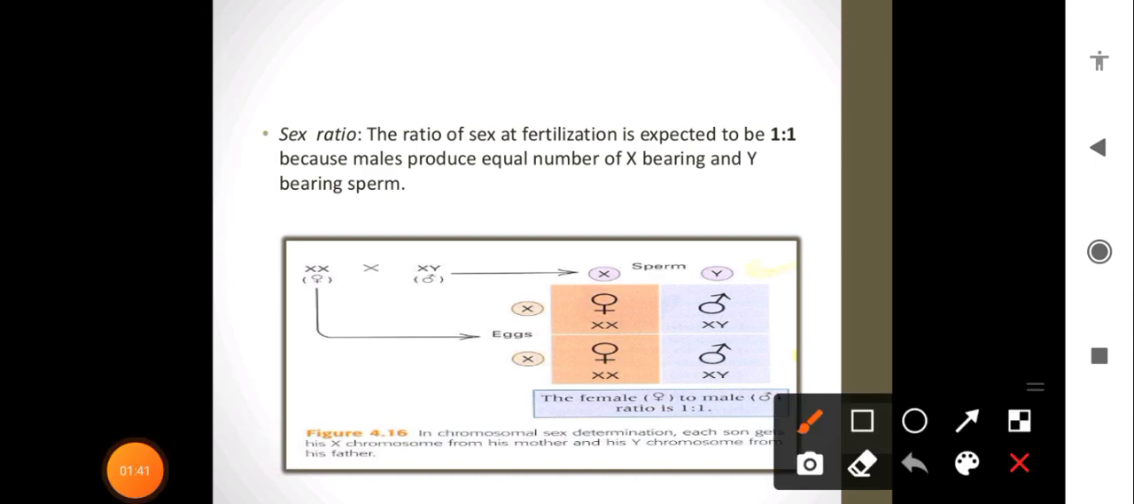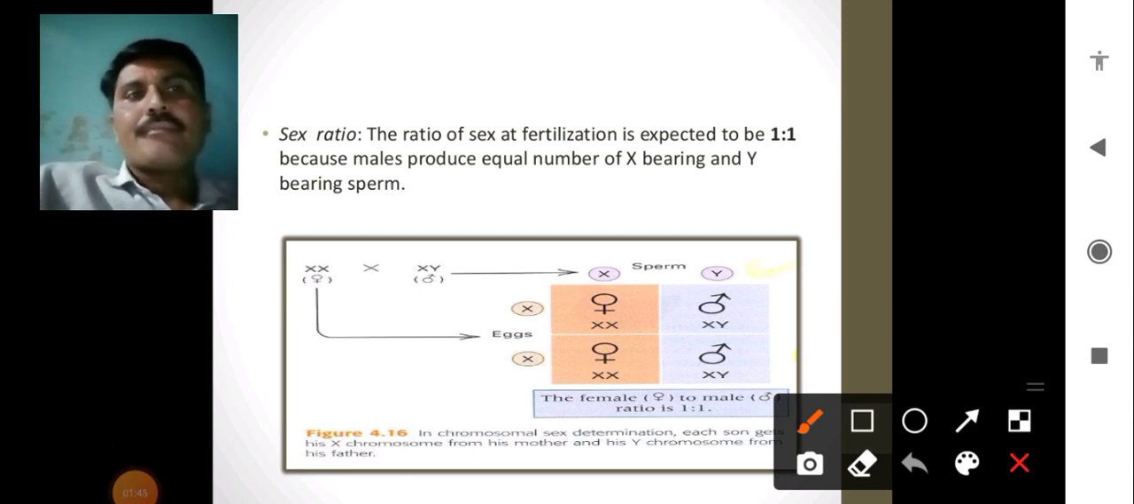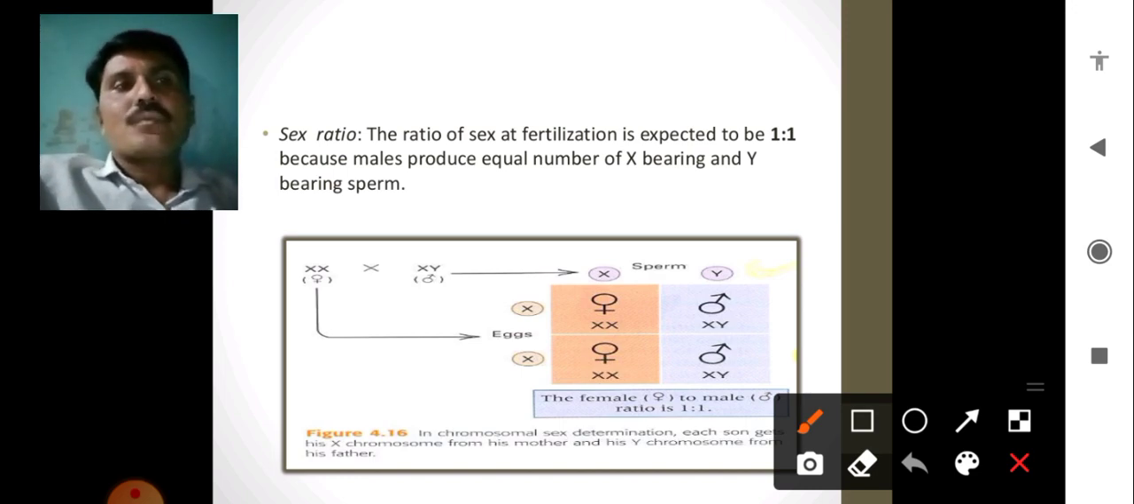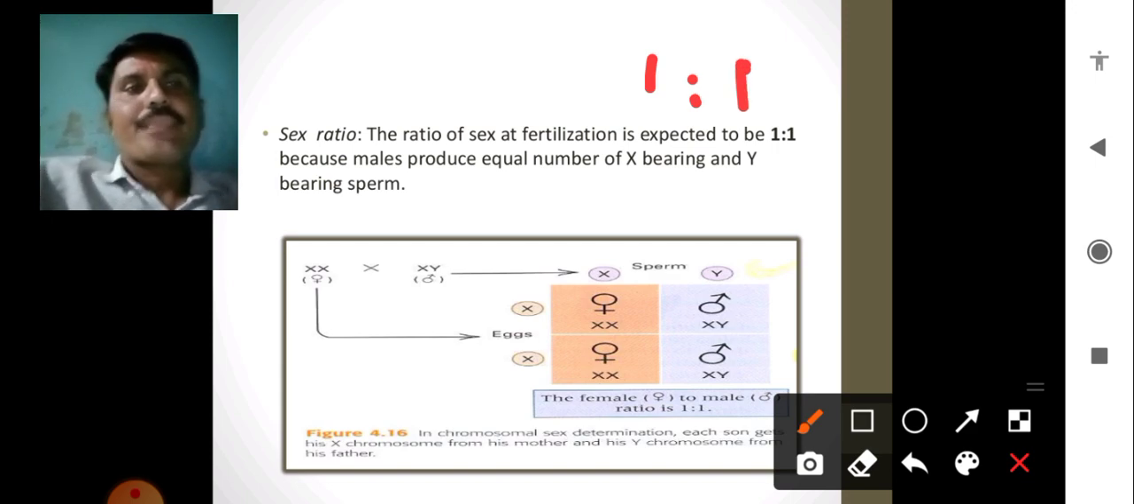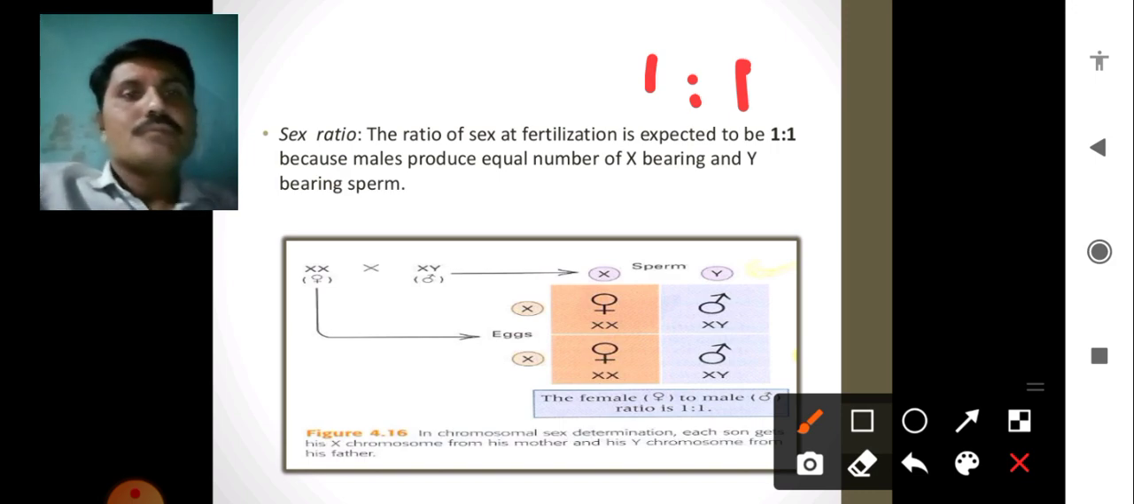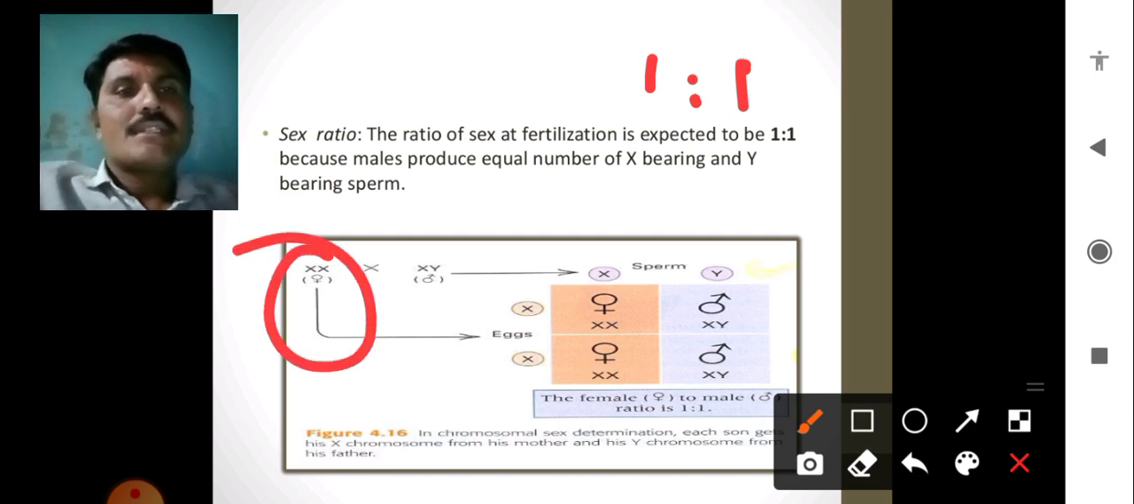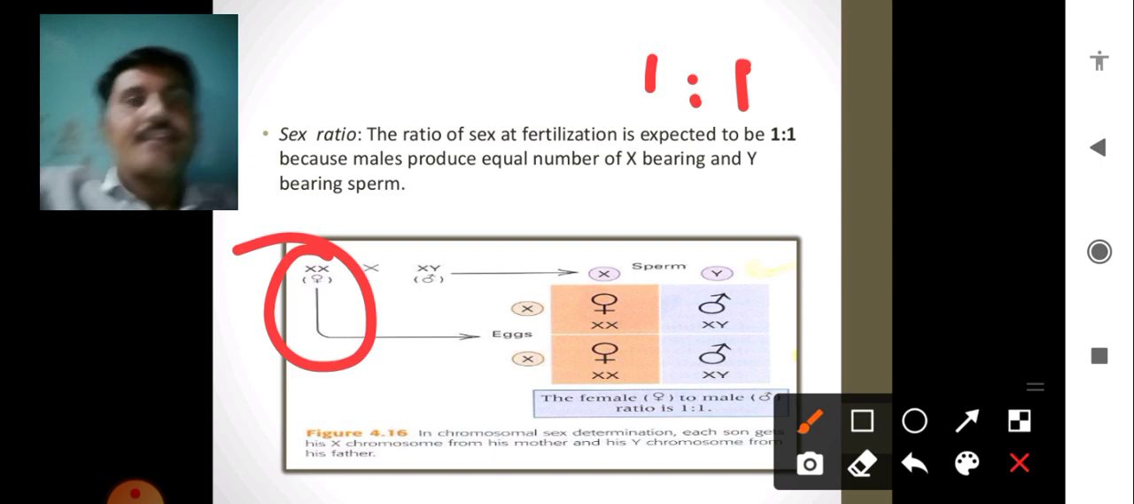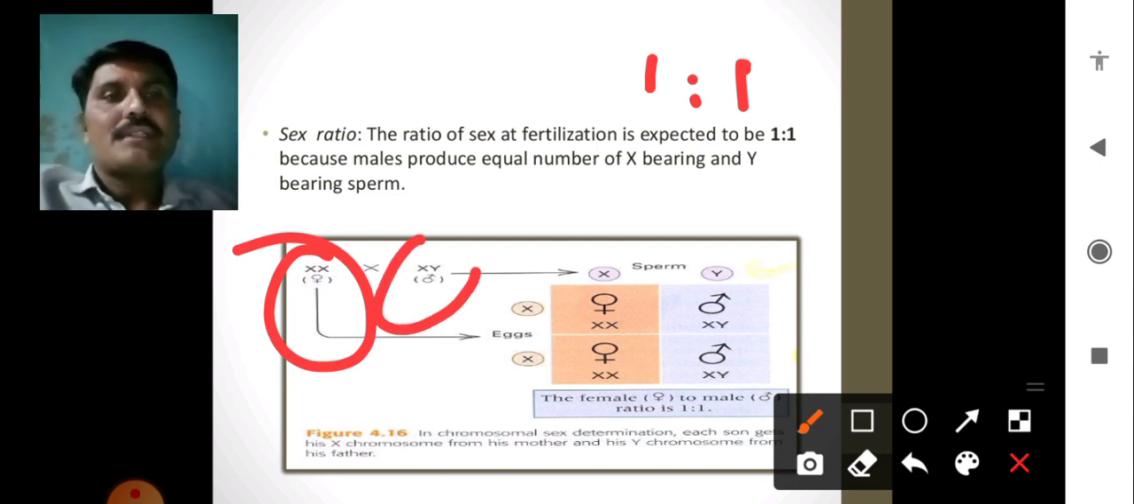Well, now what is the ratio of this sex fertilization? The ratio is equal, that is 1 is to 1, means when you produce the male, equally you will produce the female. In the case of the male, it produces an equal number of sperms bearing X and Y. Now look at this. This is the female gametes which represent the double X, and this one is the male one.